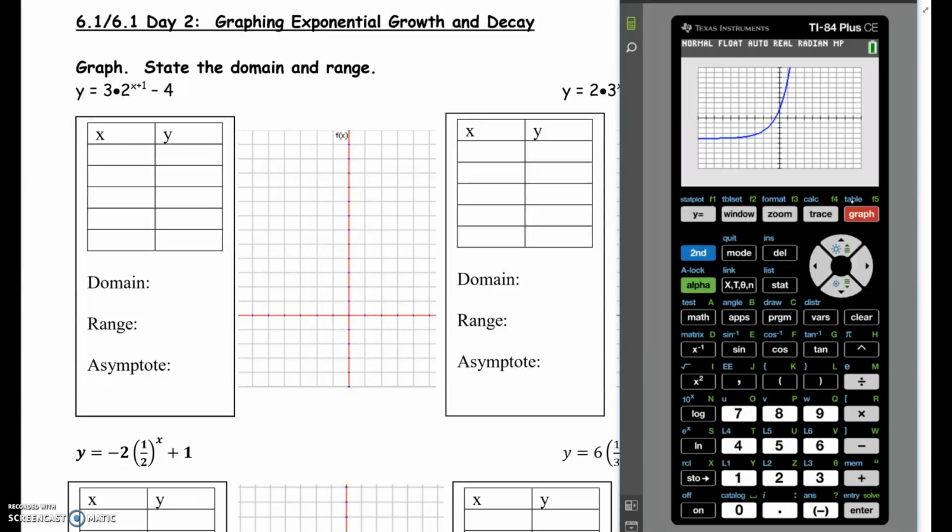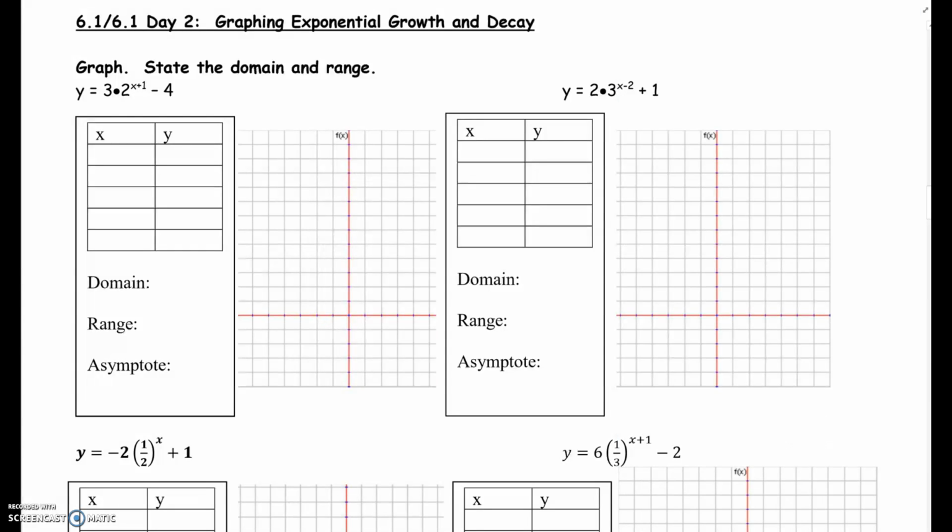I notice that this graph looks like exponential growth. How do I know that it's exponential growth? It starts close to the asymptote and then moves away from it. Anytime the graph starts close to the asymptote and then moves away from it as it moves to the right, that is an example of exponential growth. And we'll be talking about this over the next few days, but the number that's raised to an exponent is going to determine whether it's growth or decay. Because that number is bigger than 1, this is an example of exponential growth.